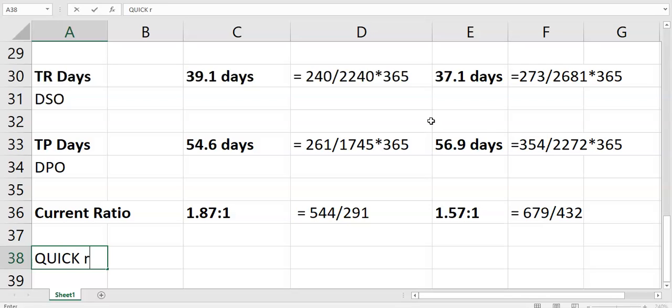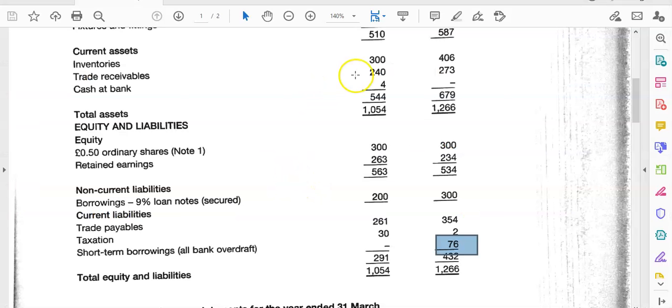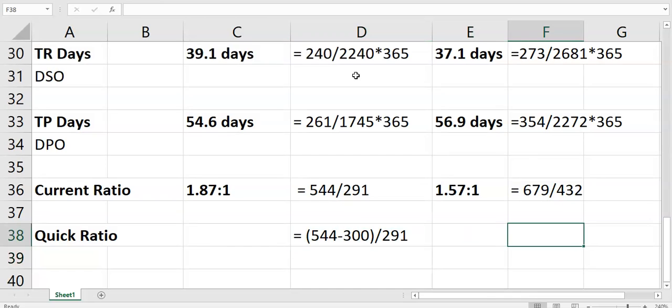Now, the quick ratio, otherwise known as the acid test ratio, is a more severe test. It says you should ignore inventory on the logic that you wouldn't be able to turn inventory into cash quick enough if you needed to. So they say inventory is not a liquid enough asset. Liquid meaning you can turn it into cash as and when you need it. So the only difference in the quick ratio is you take off inventory: 544 minus the 300 last year, divided by 291. And this year, it's the 679, take off inventory, which has gone up to 406, and it's still divided by the 432.